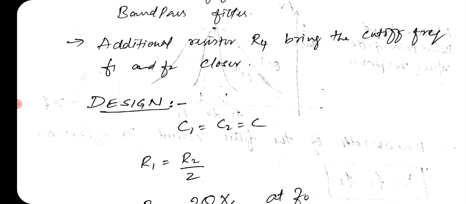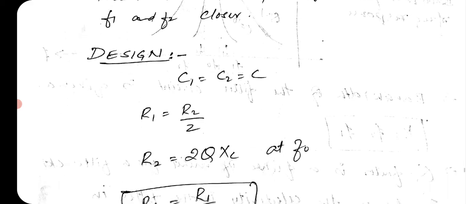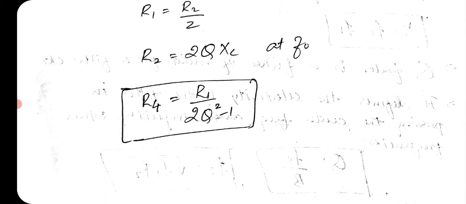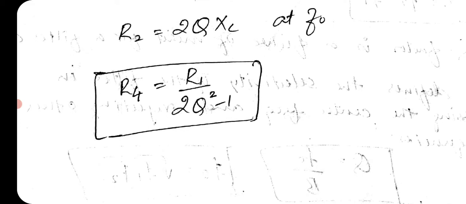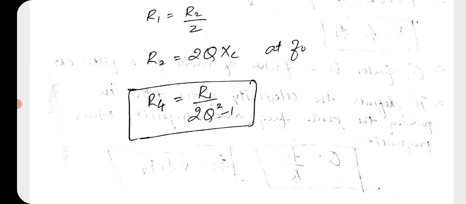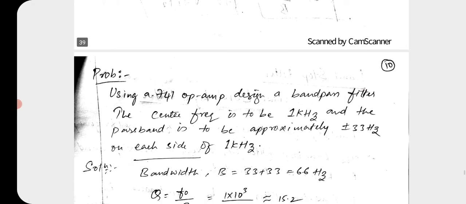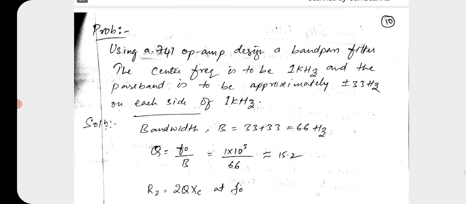Now the design part. C1 equal to C2 equal to C, as we have seen. We may need to assume the capacitance here. R1 equals half of R2, and R2 is equal to 2Q times XC at F0. Since a new frequency F0 comes into the picture here, you know how to calculate F0. Therefore R4 is calculated as R1 divided by 2Q squared minus 1. The equations are given directly; a much more detailed design is not required. So let us have one problem here.